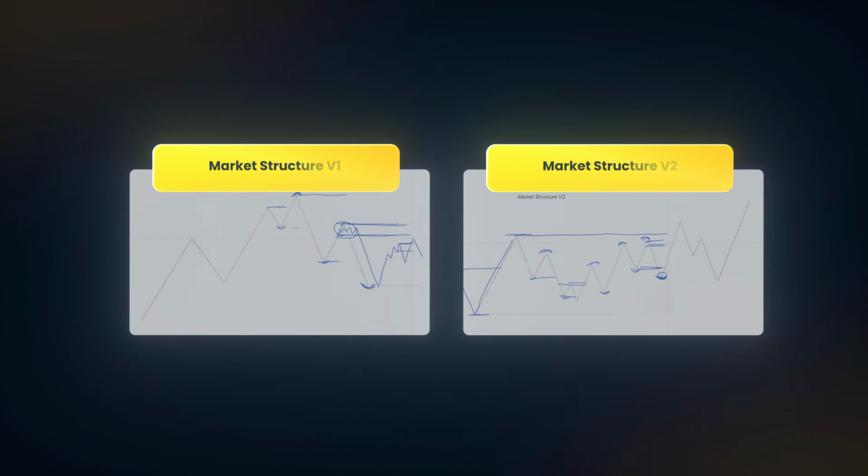The second smart money concept that is imperative if you want to be successful is market structure. As I just walked you through, not all supply and demand is the same.